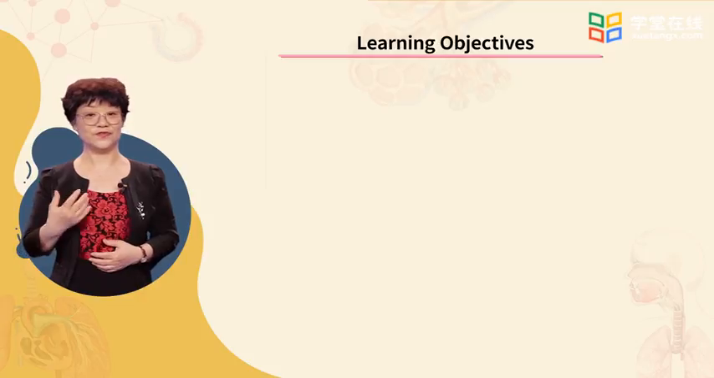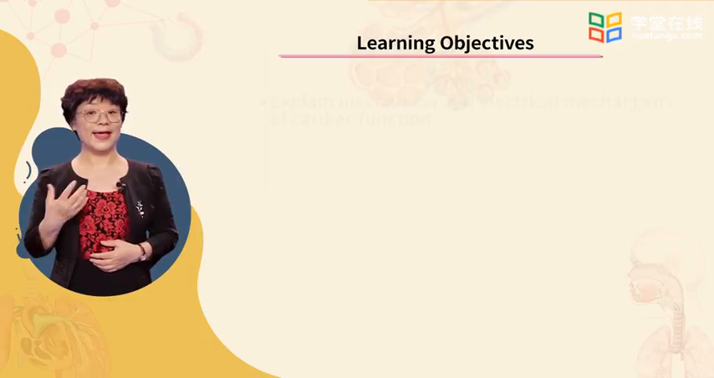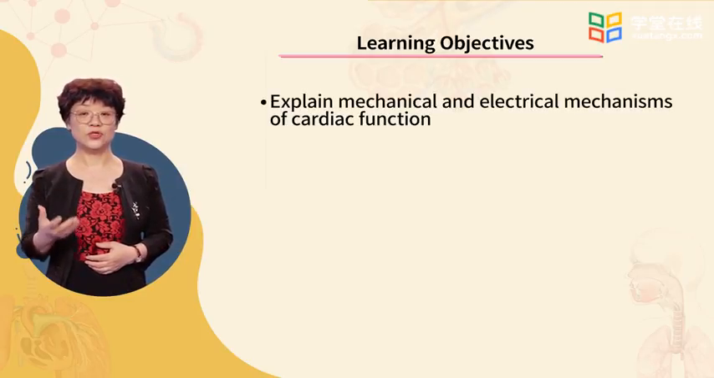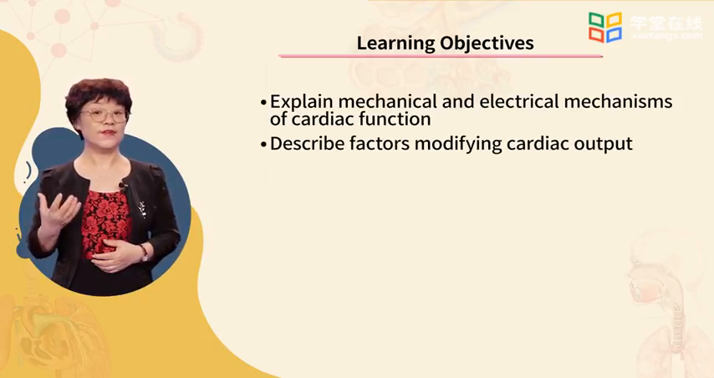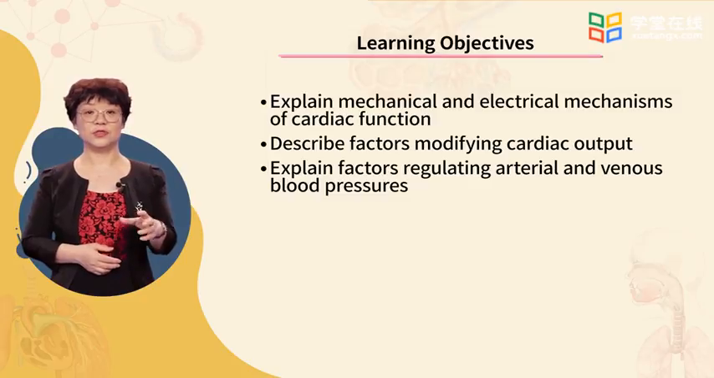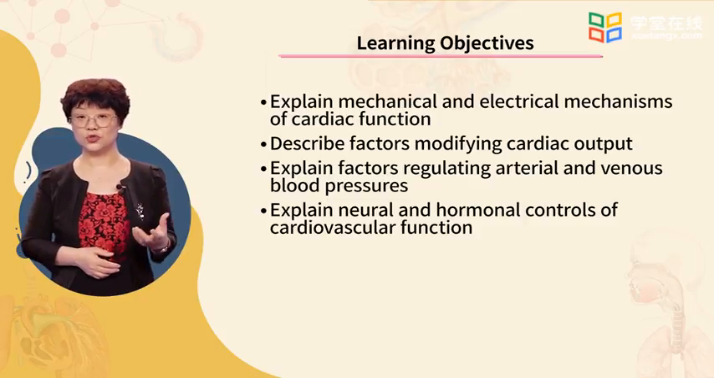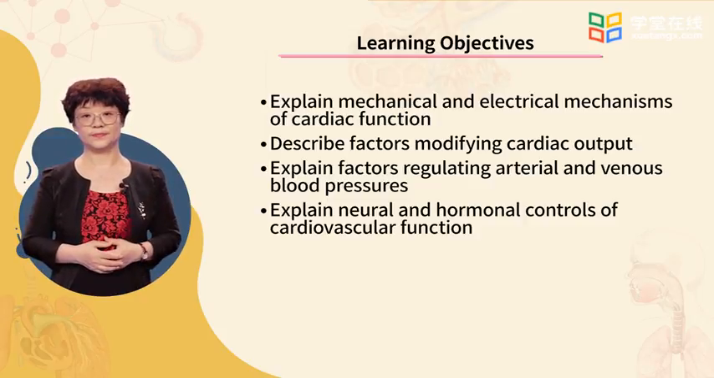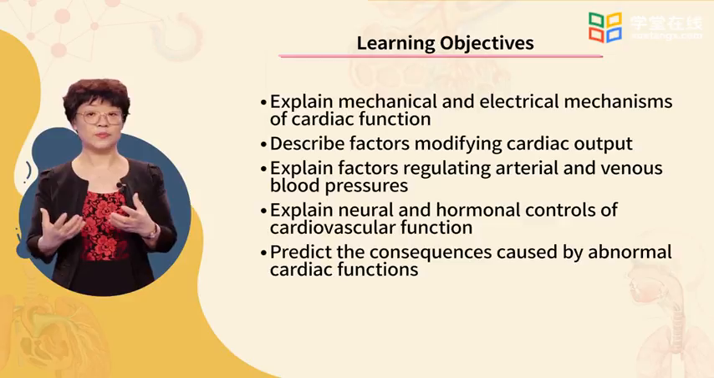Here are the learning objectives for you. At the end of this chapter, students should be able to explain the mechanical and electrical mechanisms of cardiac function, describe factors modifying cardiac output, explain factors regulating arterial and venous blood pressures, and explain neural and hormonal controls of cardiovascular function. And finally, predict the consequences caused by abnormal cardiac functions. Today, I will give you a brief introduction of the cardiovascular system.